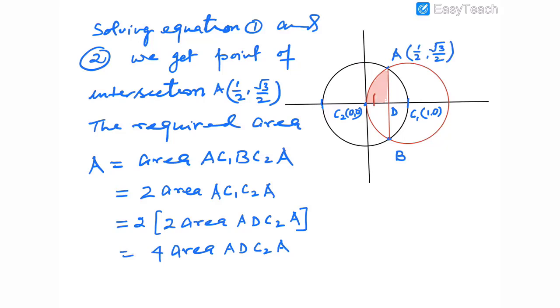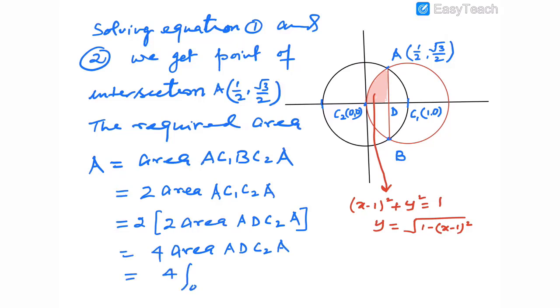We have to find the red-shaded area, and this is under the circle (x minus 1) whole square plus y square is equal to 1. Therefore, from this equation we write the value of y is equal to square root of 1 minus (x minus 1) whole square. Therefore, we write 4 times the integral from 0 to 1 by 2 of root of 1 minus (x minus 1) whole square dx.